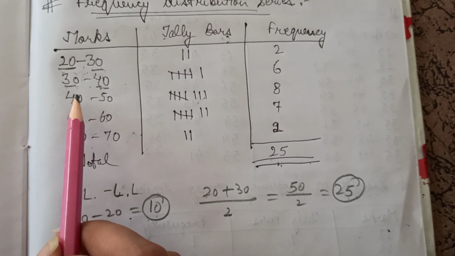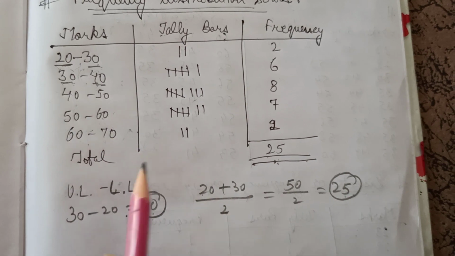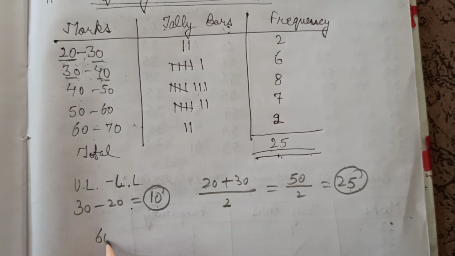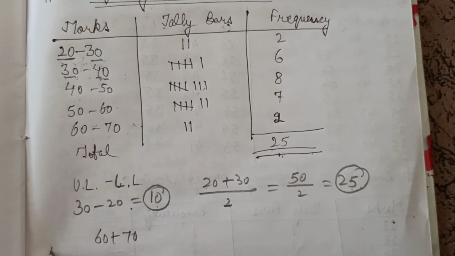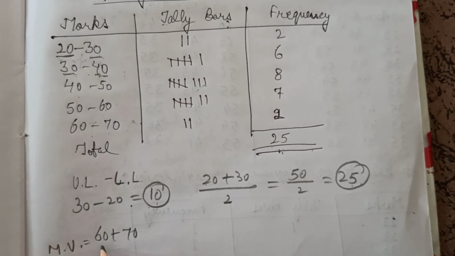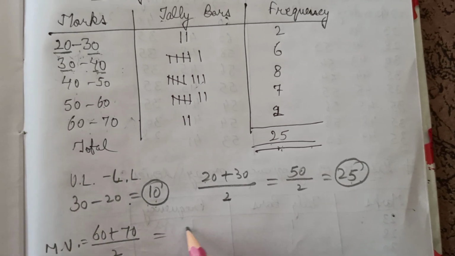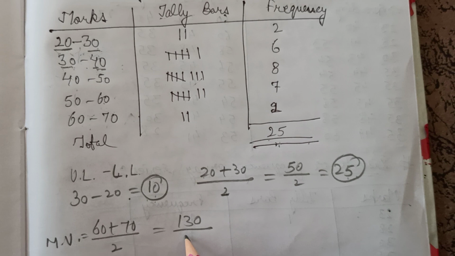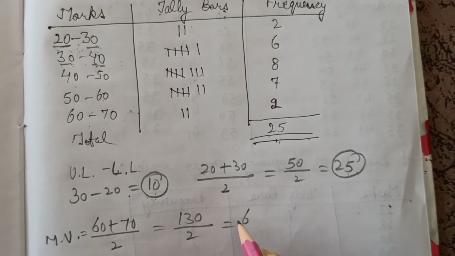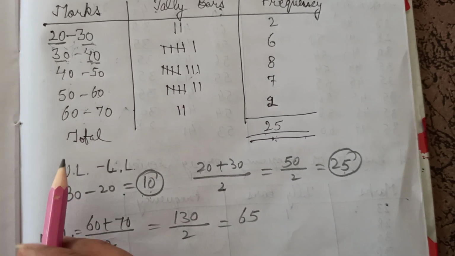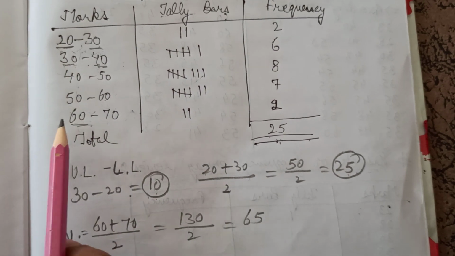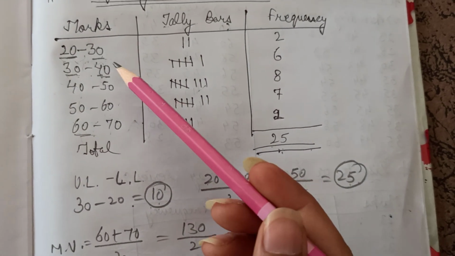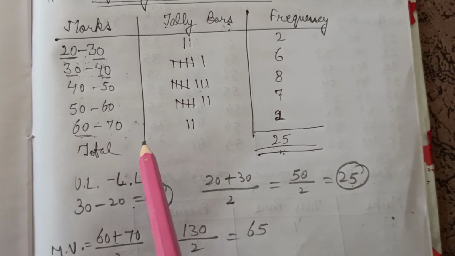Now if we want to calculate the mid value of, you can say, 60 to 70, how will we calculate it? 60 plus 70 divided by 2, which is equal to 130 by 2, that is 65. So the mid value over here is 65. Similarly, we can calculate the mid value of any of the class intervals.